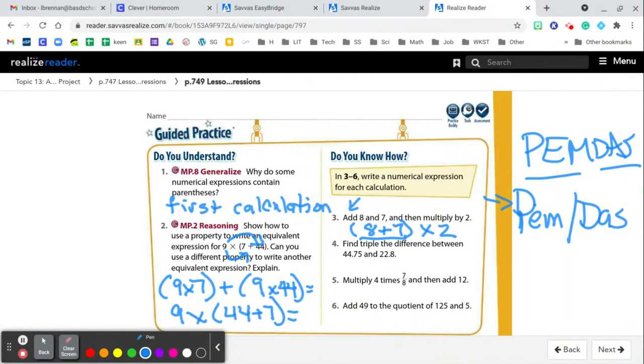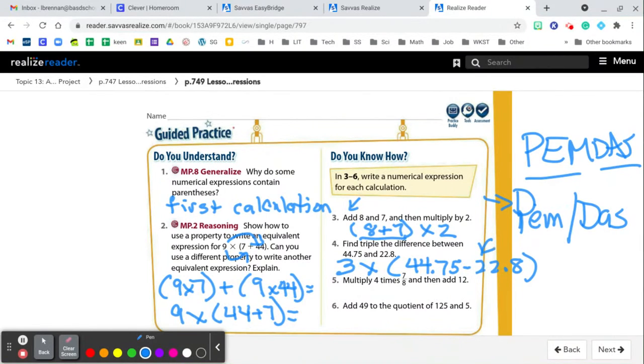Find triple the difference between 44.75 and 22.8. So we want to triple, which is 3, the difference between these two values. So inside parentheses, because we want it to follow order of operations. So we're going to solve what's inside first, and then we'll multiply. Multiply 4 times 7/8 and then add 12.